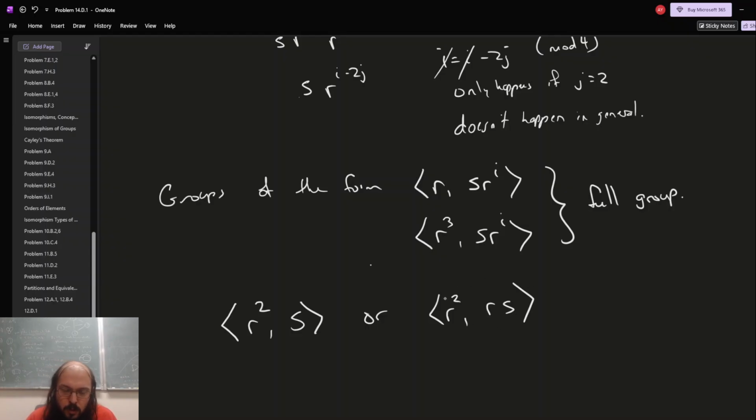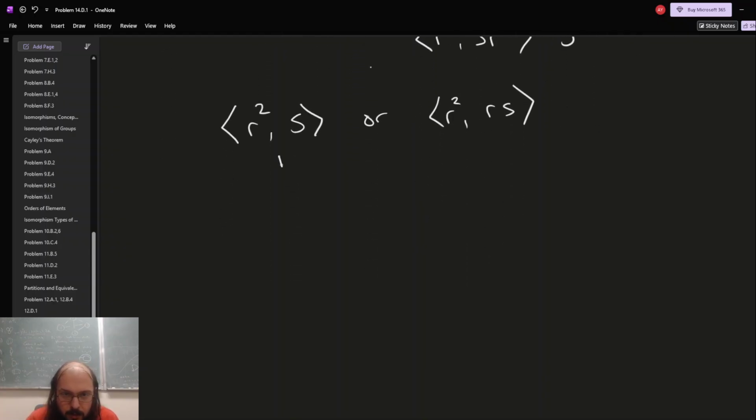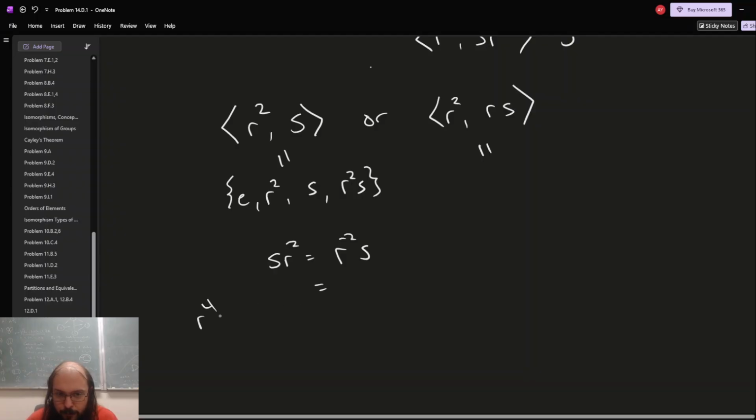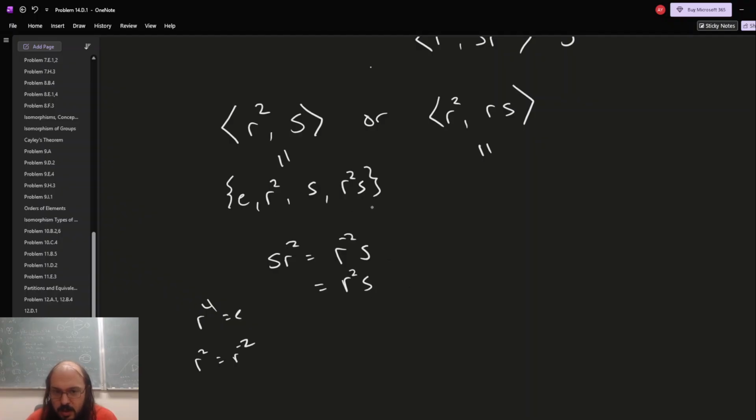And so we have these two possibilities, and we can write down what the elements of these groups are. We have E, R squared, S, and R squared S. And those are the only elements in this group, because the other way of multiplying them would be S R squared, which would get you the same thing as R to the minus 2 S. But since R to the 4 equals E, R squared equals R to the minus 2. And so these elements commute. That means this group is abstractly isomorphic to what we call the Klein 4 group, or Z2 times Z2.